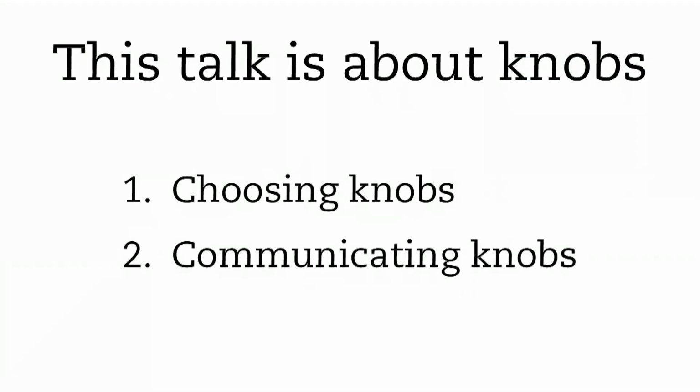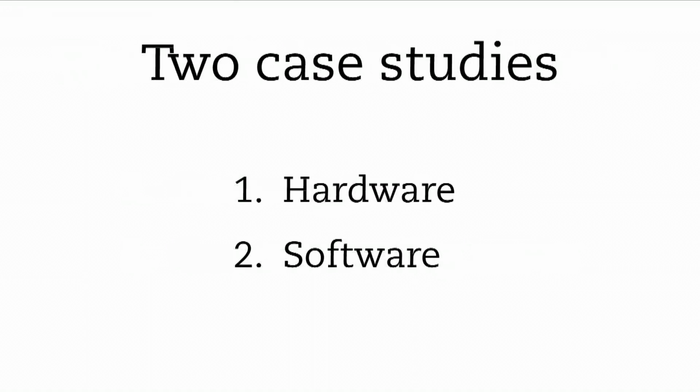My talk today is about knobs, and I'm going to talk about two themes. One is, if you're making a machine, how do you choose the knobs on your machine? And then once you have those knobs, how do you communicate those knobs to the people using the machine that you're making? And we're going to look at this through two different case studies. The first case study will be about hardware, and the second one will be about software. Okay? Cool. All right, case study number one, hardware.